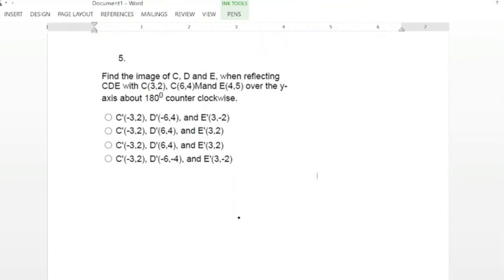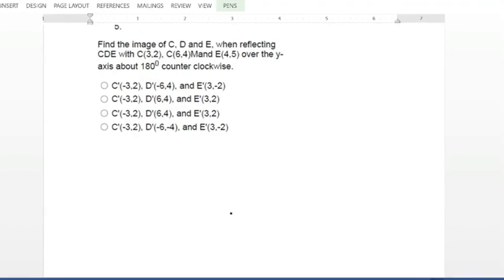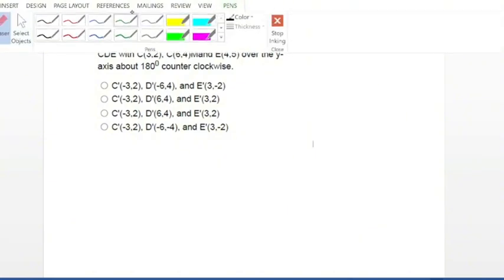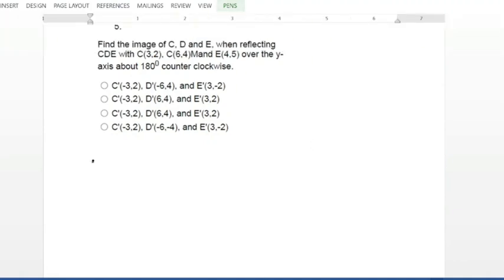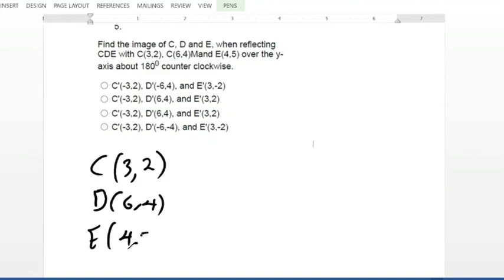Then the last one, number 5. The question is, find the image of C, D, and E when reflecting C, D, E, with C of coordinate 3 comma 2, D of coordinate 6 comma 4, and E of coordinate 4 comma 5.